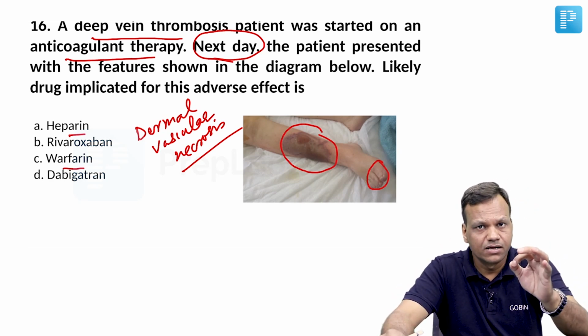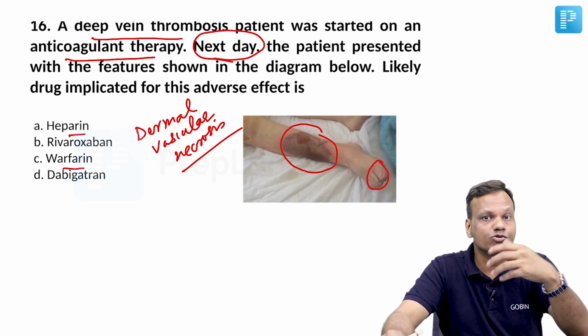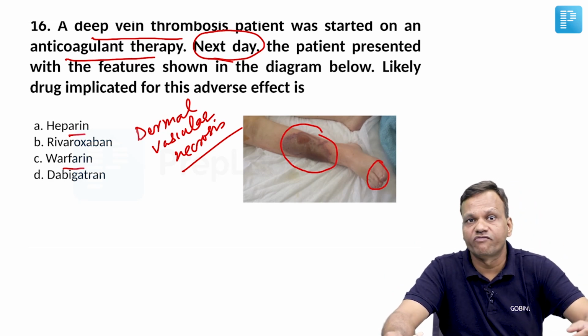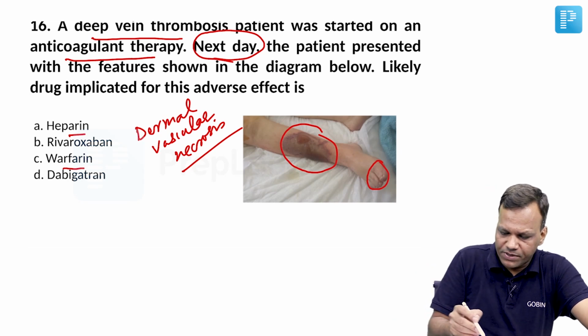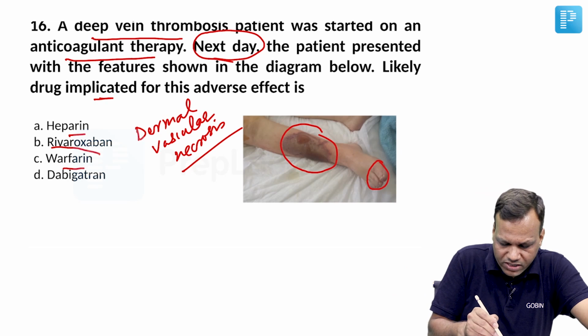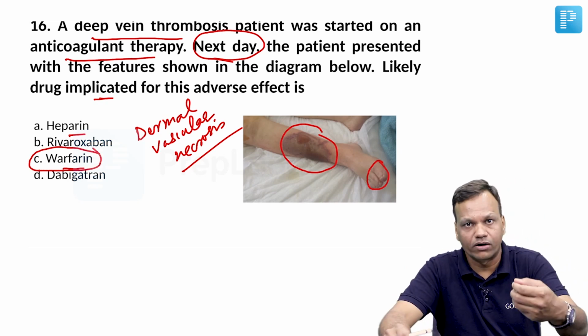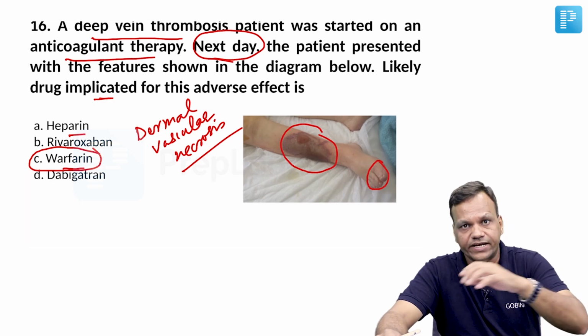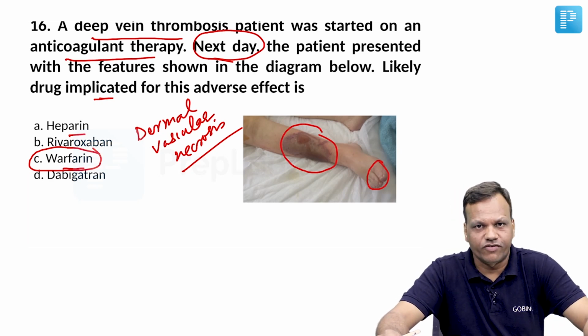But the difference is, heparin causes heparin-induced thrombocytopenia, which can manifest like this later on, minimum 5 days after starting therapy. Here the patient is coming on the second day, so the drug is warfarin. Warfarin causes hypercoagulation early on. So warfarin-induced hypercoagulation. These are the clinical features. So the answer is warfarin.